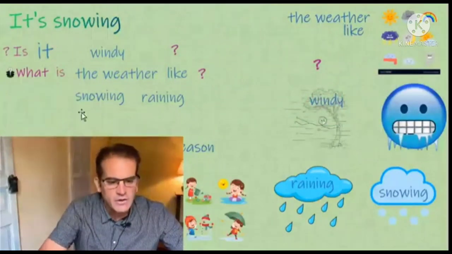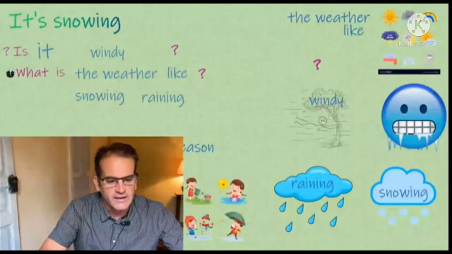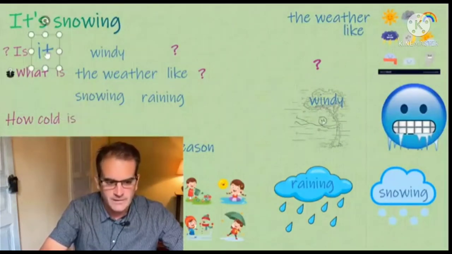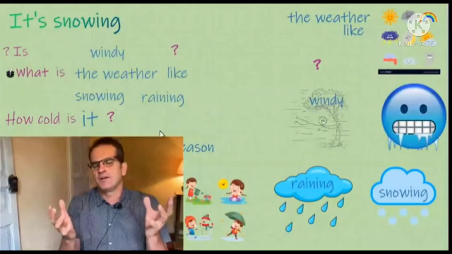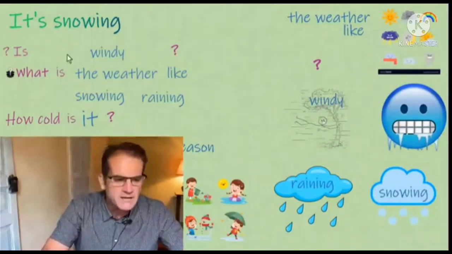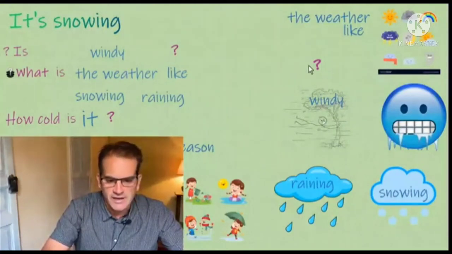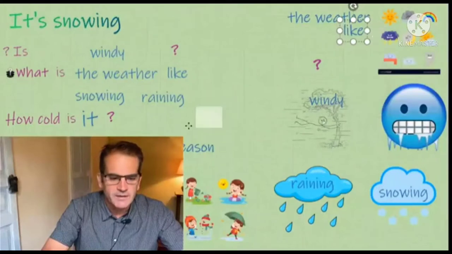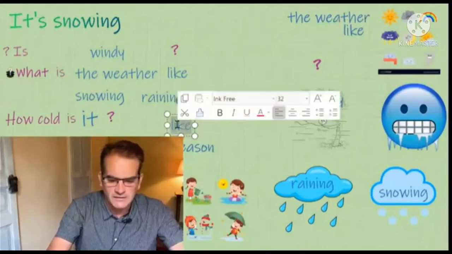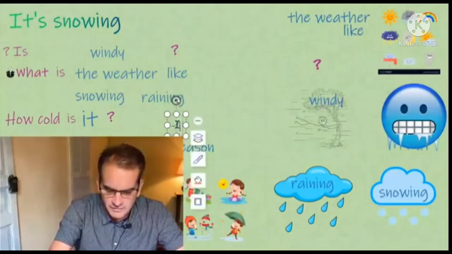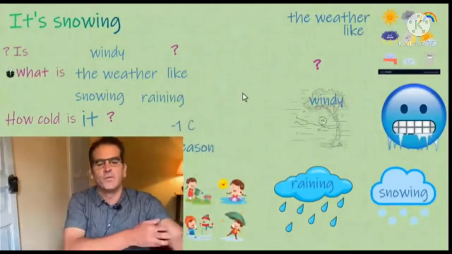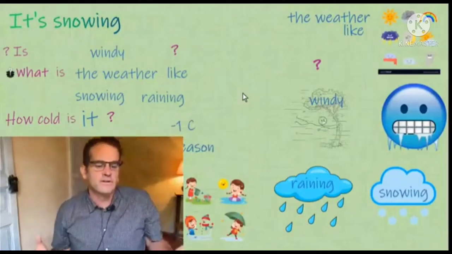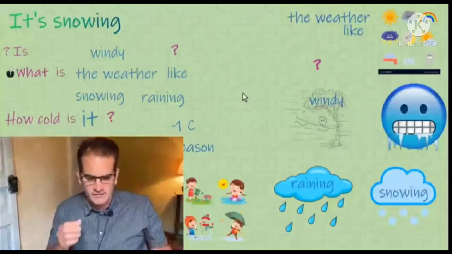So how cold is it? How cold is it today? How cold is it? All right, so question, how cold is it? Well, it's snowing, so it's about -1°C, okay? About -1, maybe -1°. Where's my degrees? Oops. So how cold is it? About -1°C.